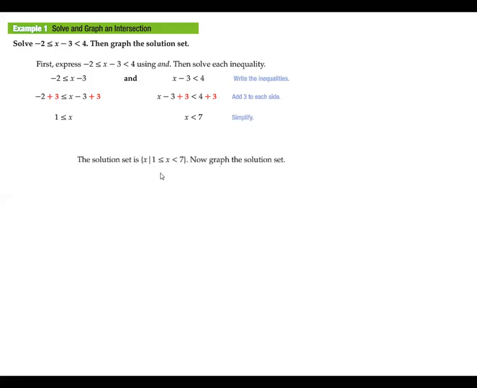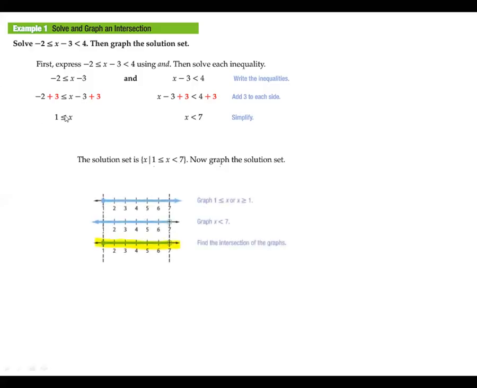So the solution set is x such that x is greater than or equal to 1 and less than 7. Now if we graph it, graph this one first: 1 less than or equal to x is the same as x greater than or equal to 1. So closed circle on 1, shade everything above it. Then we graph x less than 7, so open circle on 7, everything below. Then I graph the overlap part, which is between 1 and 7, including 1.